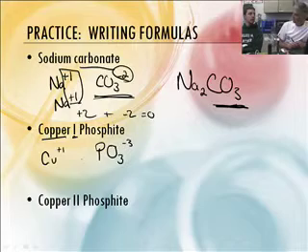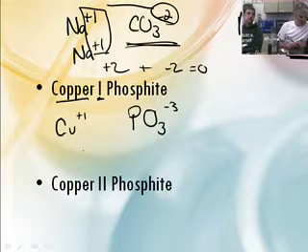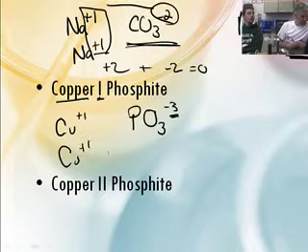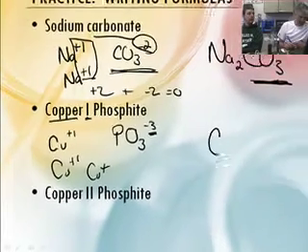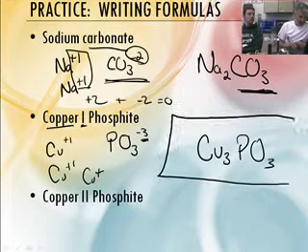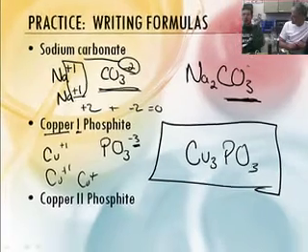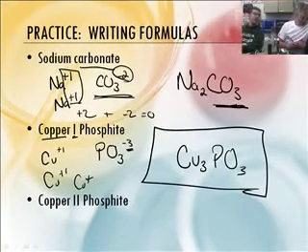Do those charges add up to 0? No, they do not. So what's the lowest common multiple between 1 and 3? 3. So you need to get them both to 3. Well, the -3 is already 3 there. So I need Cu +1, Cu +1, Cu +1, and PO3. We say Cu3PO3. So that is the answer. Kind of weird that Cu3PO3 is copper 1, because the 1 is the charge. It is not how many of them there are.